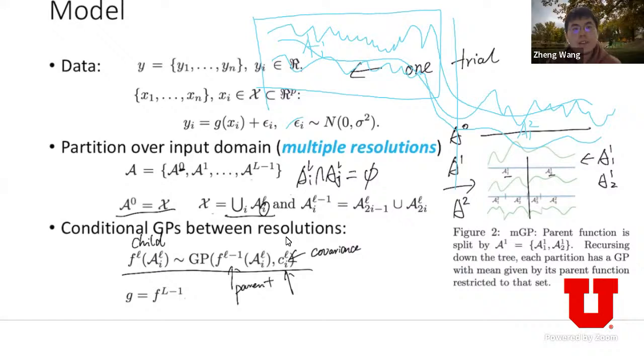Actually, if you want to get a perfect fit to the data, you can further partition A1 into smaller parts, and you may get a better fitted kernel.